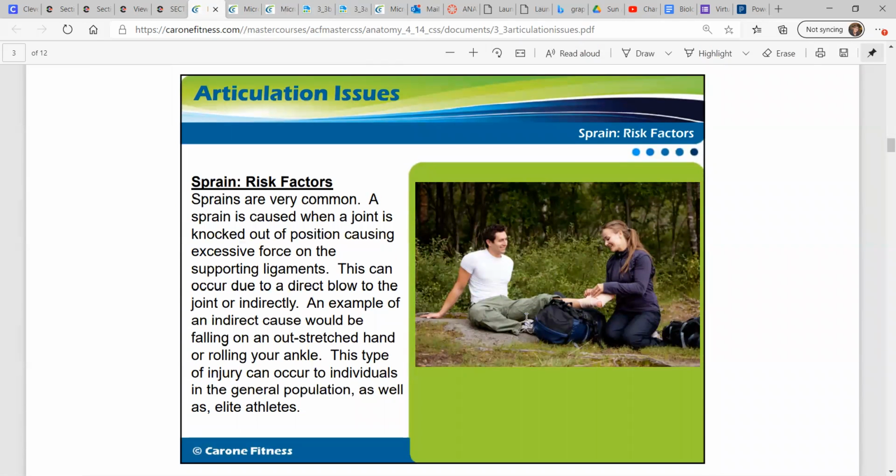So what are some of the risk factors? What happens right before you're sprained? I don't know why they're like all smiling in this picture. It's kind of strange. But they're very common.